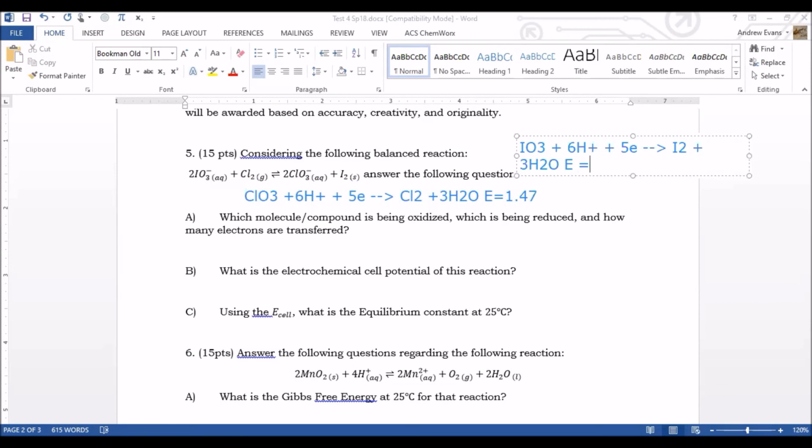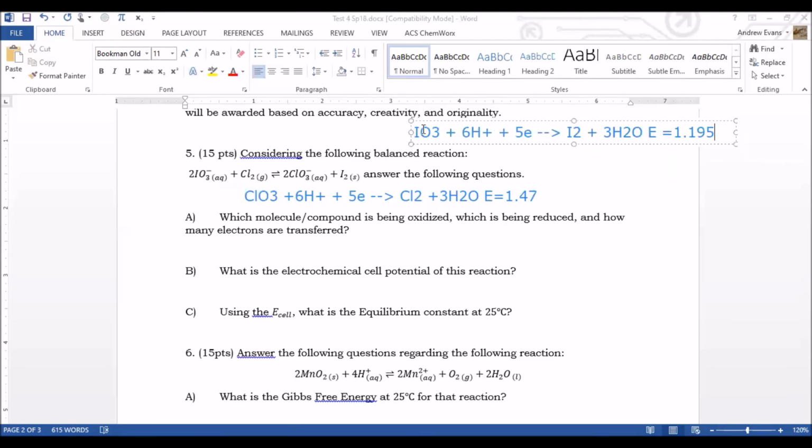I gotta find where this one appears in the book. Oh, there it is. 1.195. Okay. So, these you can literally look up in the book, and this is what it gave me.